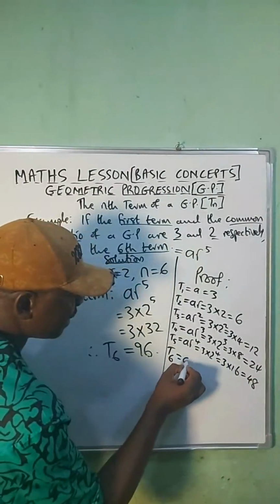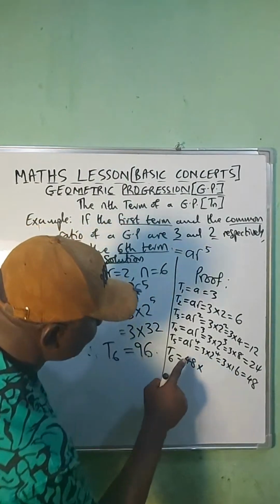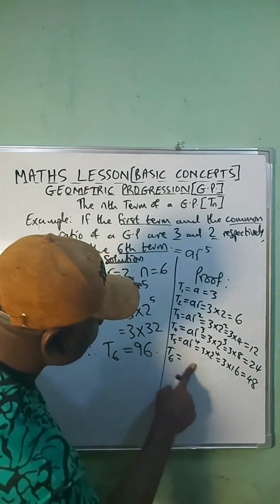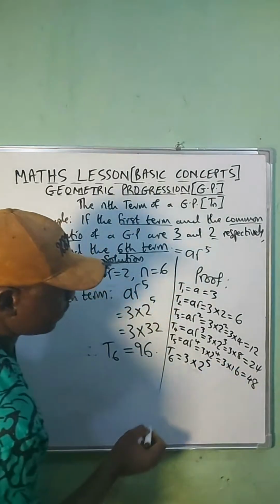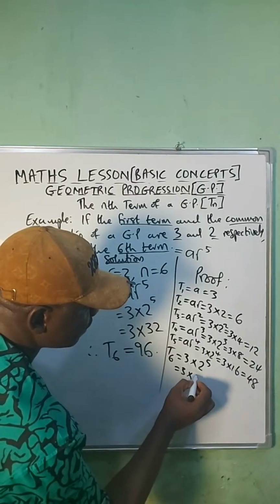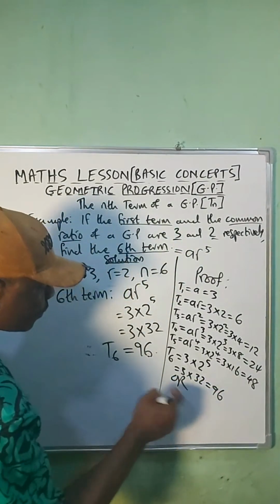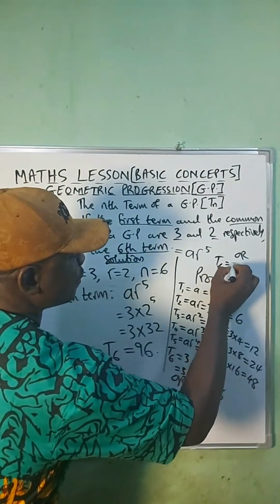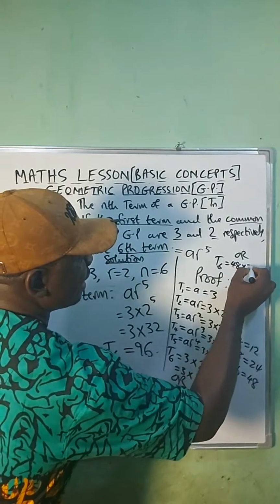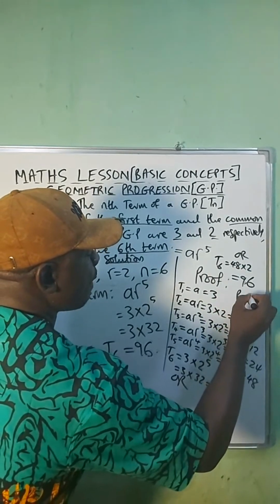Then this one now is 3 times 2 to the power 5, which is 3 times 32, which is 96. Or you can just say T6 is 48 times 2, which still gives you 96. So that's the proof.